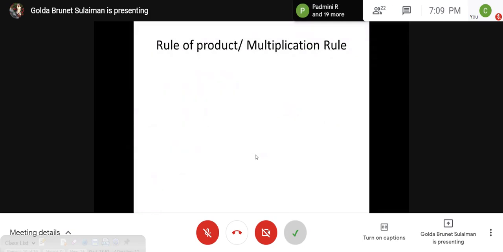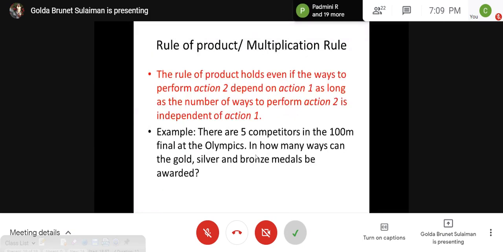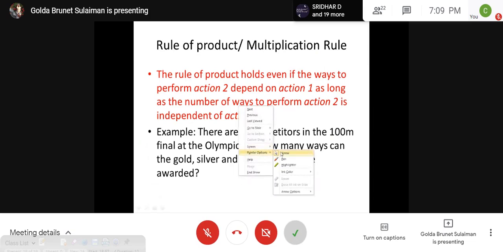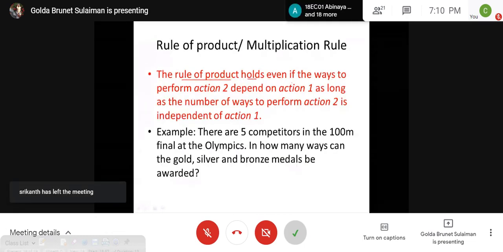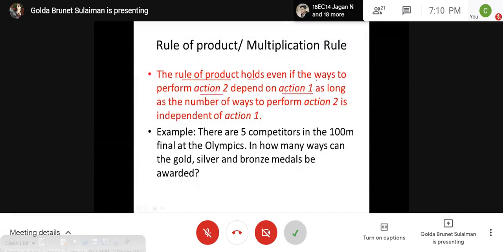The beauty of this rule is very, very important, and that's why I have highlighted it. The rule of product holds good even if the ways to perform action 2 depend on action 1, as long as the number of ways to perform action 2 is independent of action 1.